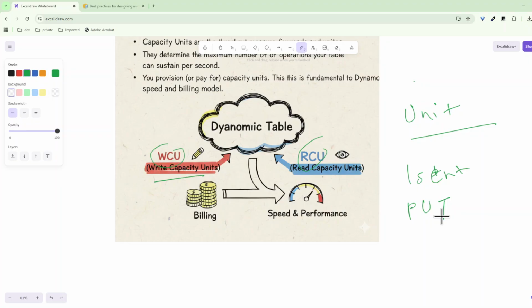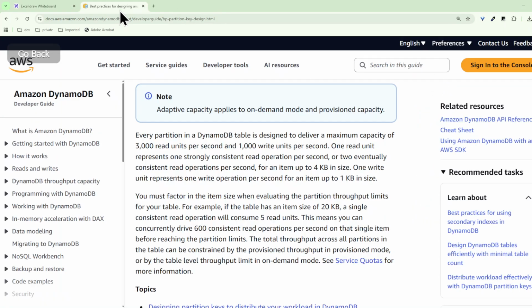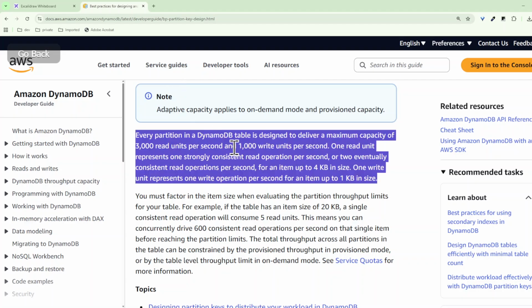Now in DynamoDB we have a limitation at the partition key level. Each partition in the DynamoDB table is designed to deliver a maximum capacity of 3000 read units per second and 1K write units per second. What we mean by that is, for every partition key which we are using in DynamoDB, we cannot do more than 3000 read units per second. And the same goes for write also, but the limit is 1000 units per second.